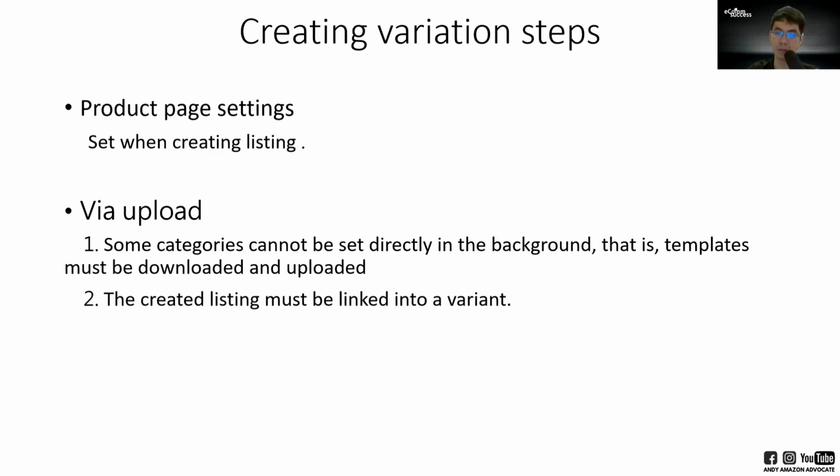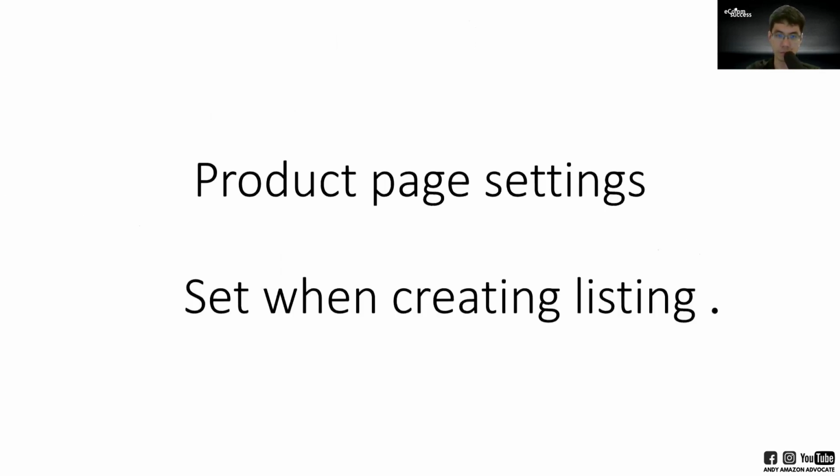And the second one is via uploads. Because some categories cannot be set directly in the background, you must download an Excel template, fill in some information, and then re-upload it. So you can only link the variation this way, because for some categories you just cannot do it on the first page. I know it's a little bit confusing here, but don't worry, later I will show you and it will be much clearer. Now let's talk about the product page first. This product page is set when you create a listing.